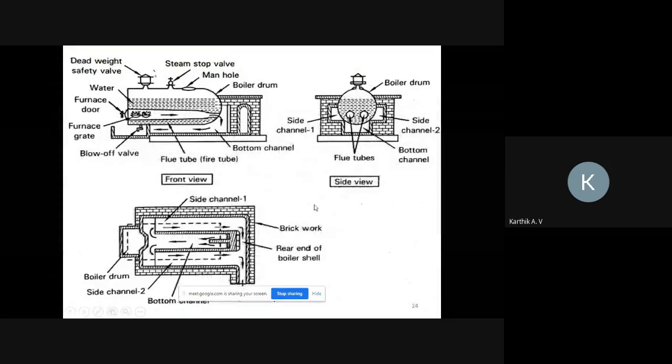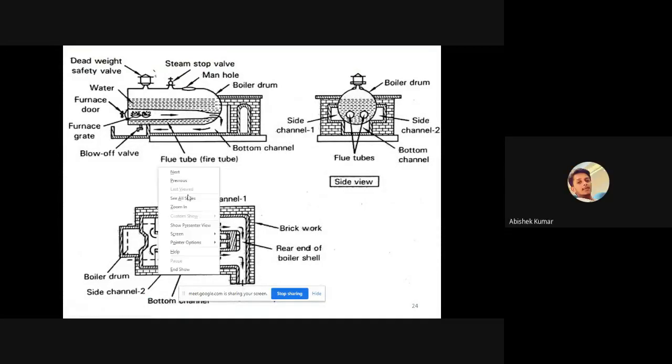So PPT is visible, right? Yes, sir. Yes, sir.